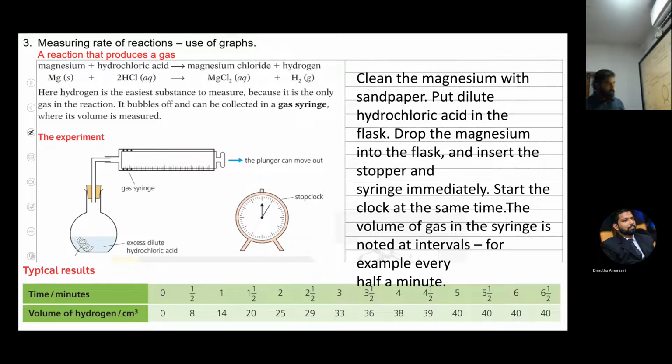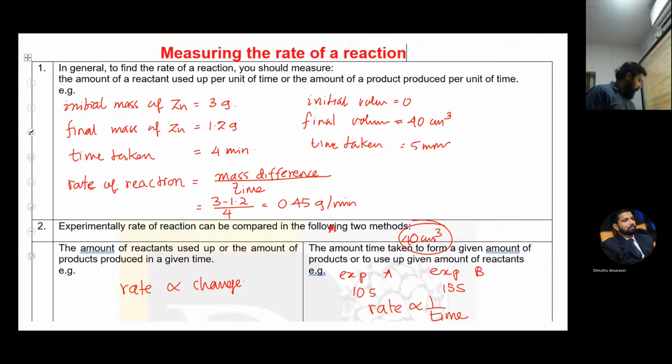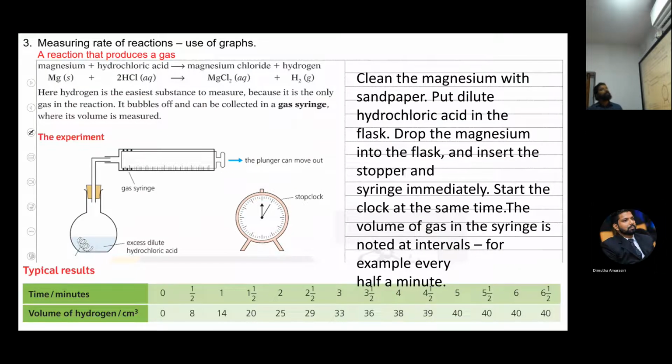Now I'm going to explain a model experiment to follow a rate of reaction. This is magnesium with HCl. There are two methods to find the rate of reaction. It's a solid and acid reaction, and a gas is given.